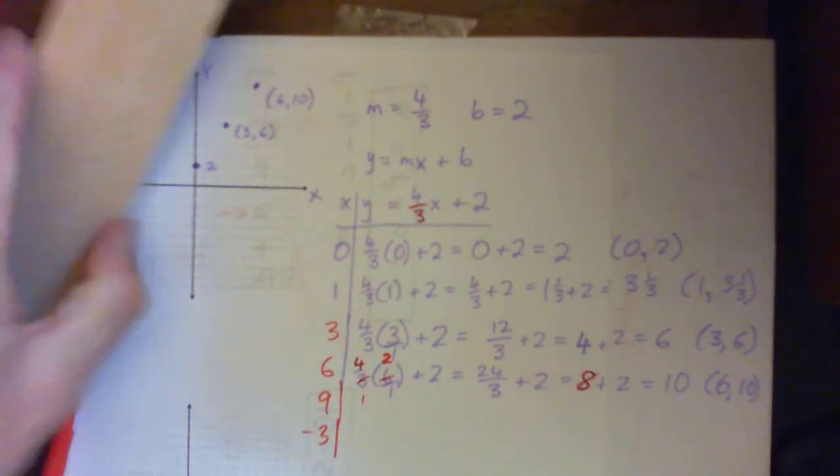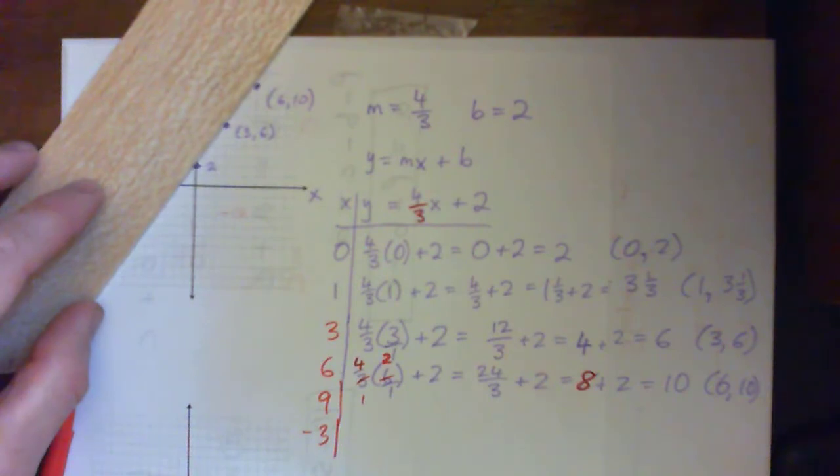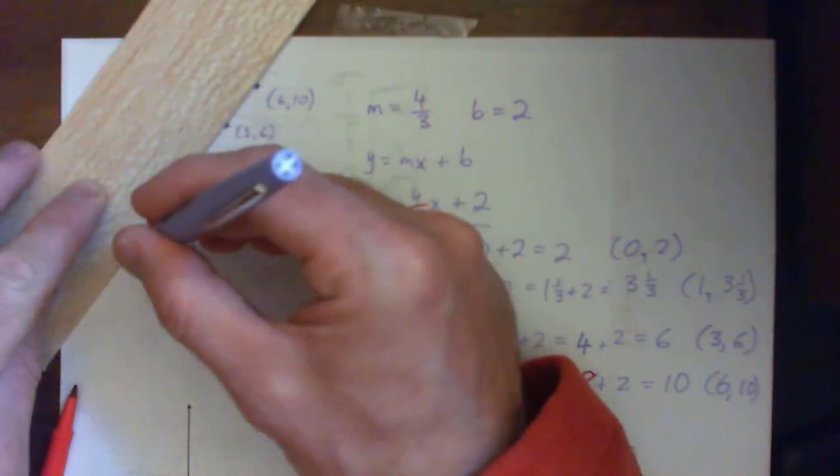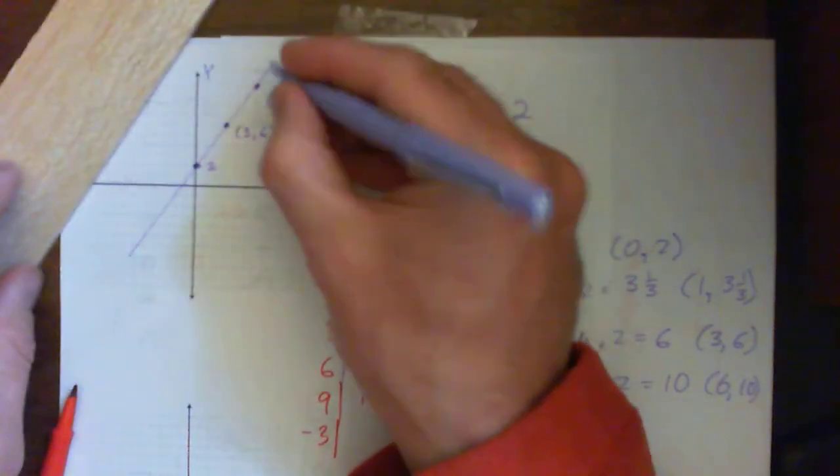There's our points. And so we got 3 points. Let's maybe draw this line now. So there's our line, right?